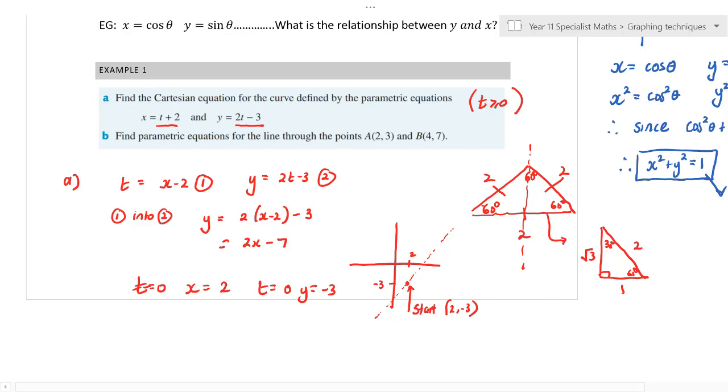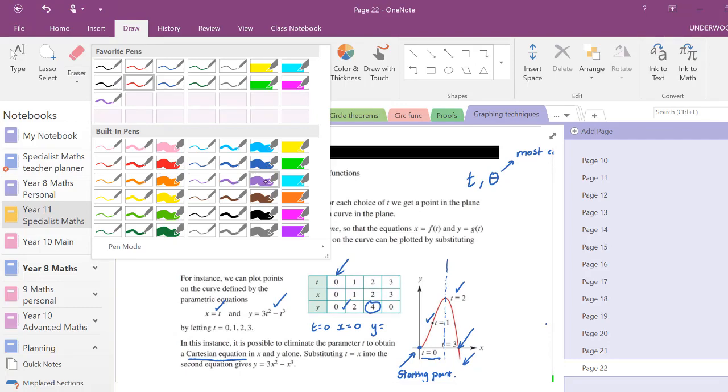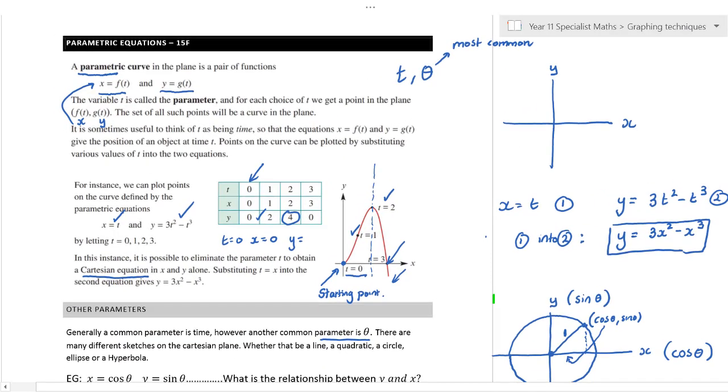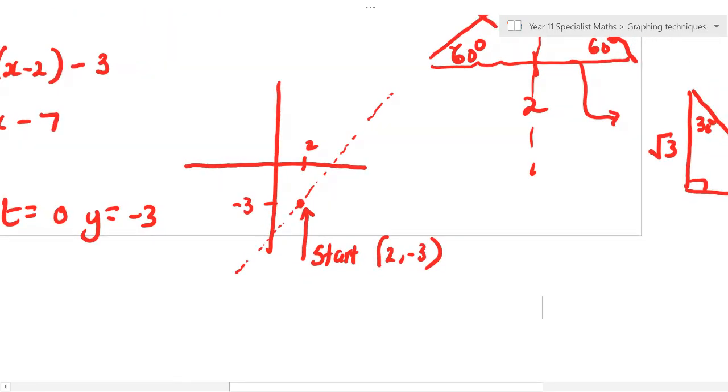Now, find parametric equations for the lines through points. Oh, that's actually another question completely. So a good thing about this is, as time increases, what's happening to y? Just think about it logically. It's increasing. So I'm going to be real fancy here, and I'm going to get a purple one. We're going to zoom in here, and we're starting, put your starting point there.